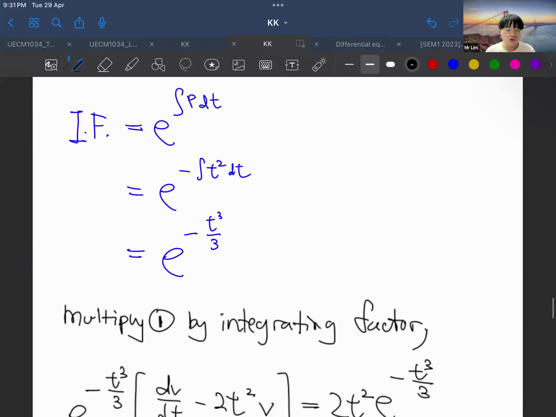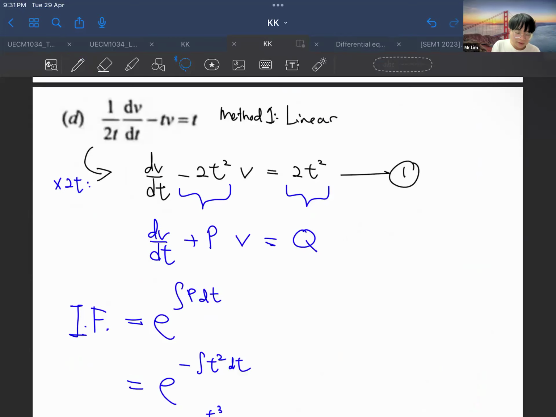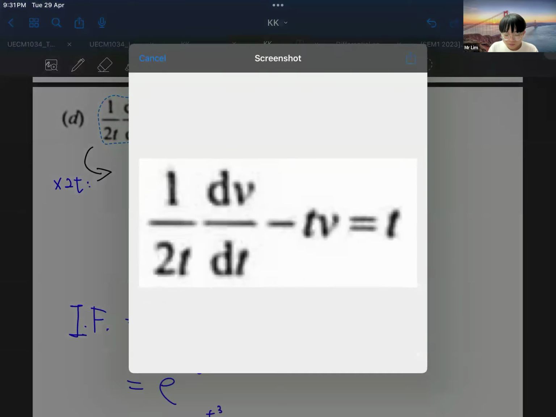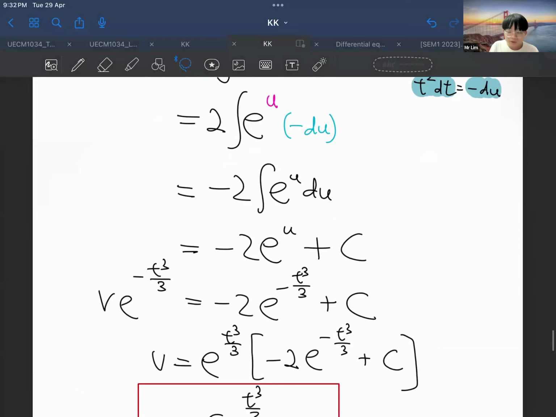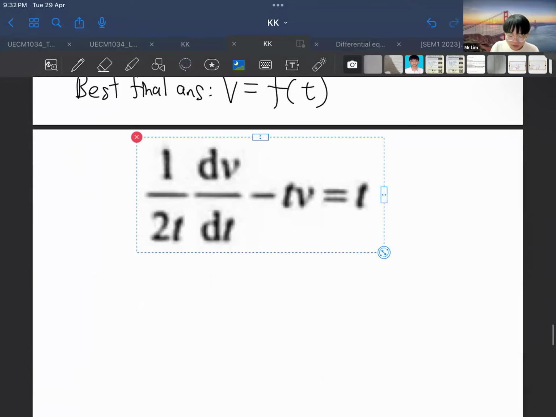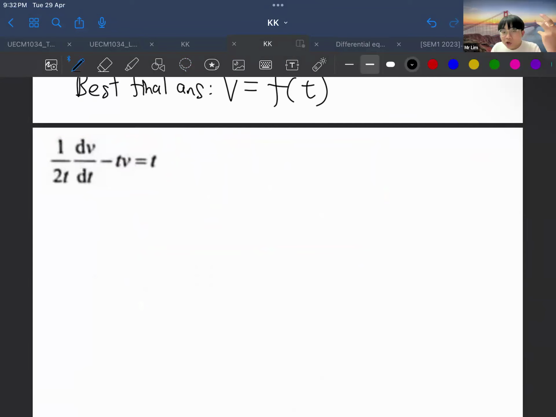So we spent almost 2 pages to do the final answer, especially the integration by parts and use of substitution. Let's see the other one, would it be better? Okay, let's solve the same equation by using another method, method 2, separable.